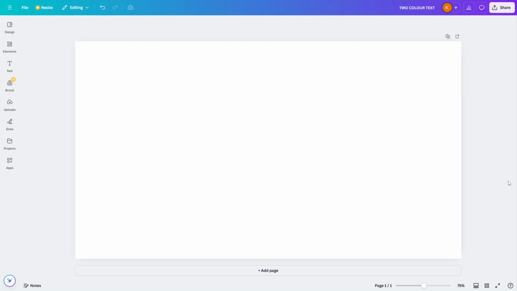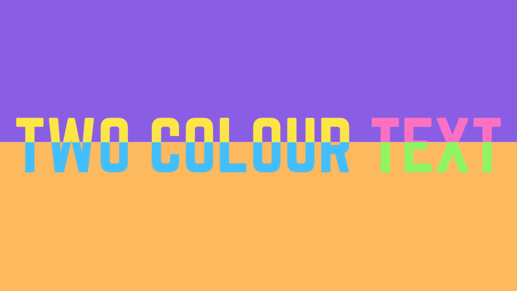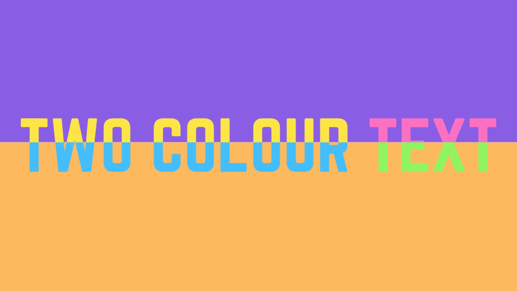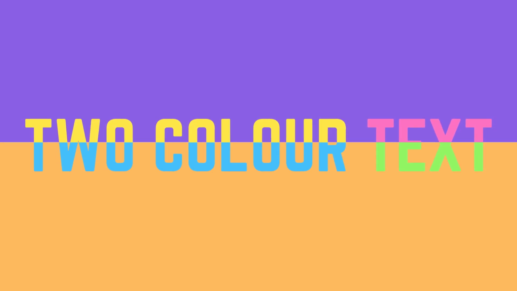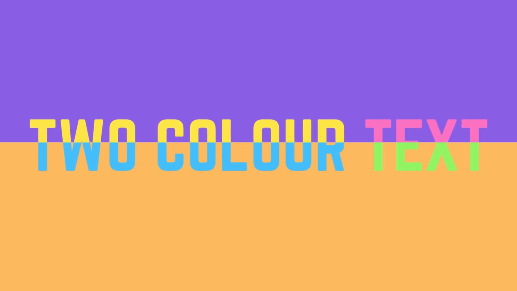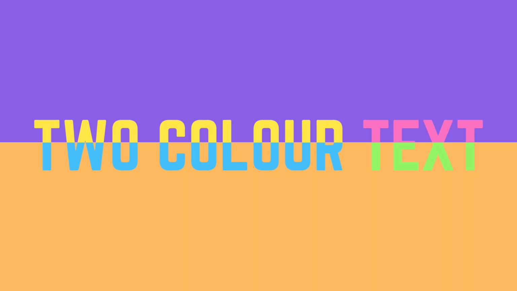Hi guys, welcome back. Let's create a two-color text in Canva, a designing platform where you can create a text and then divide it into two parts with a part which is colored differently from another part of the text.